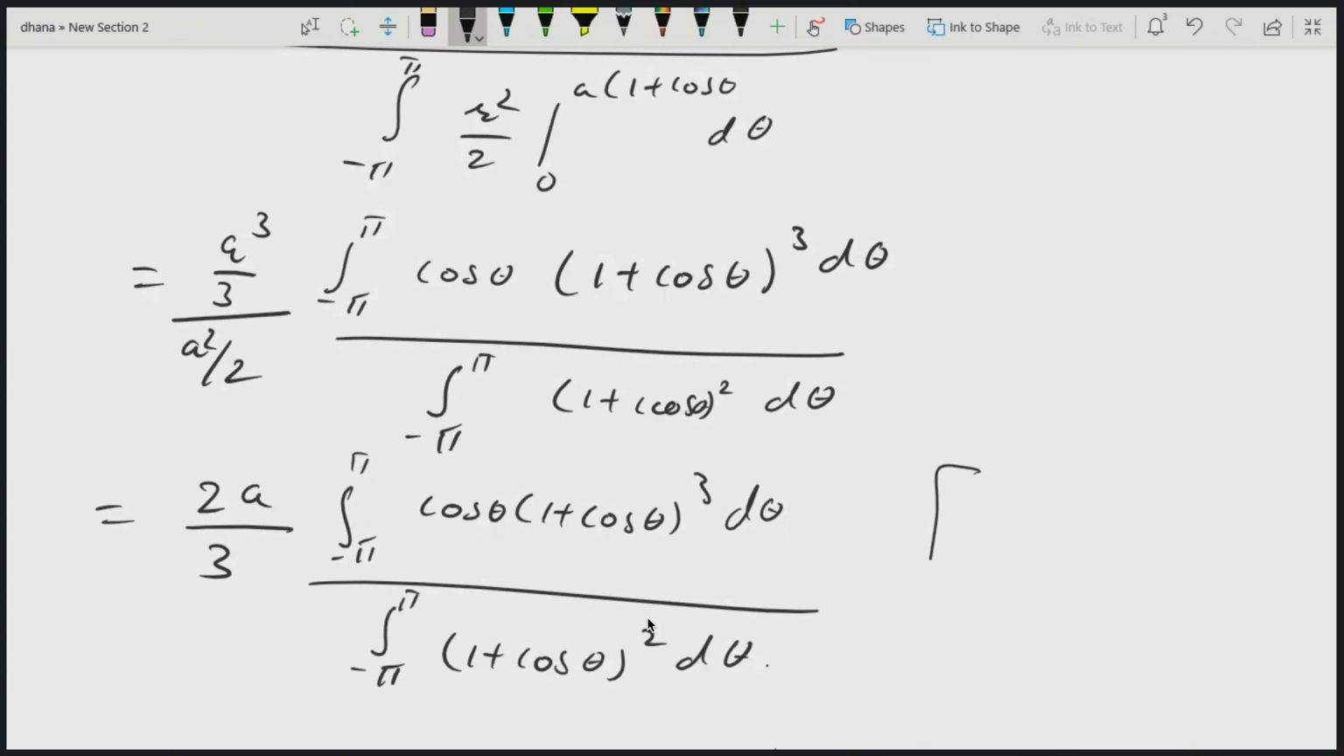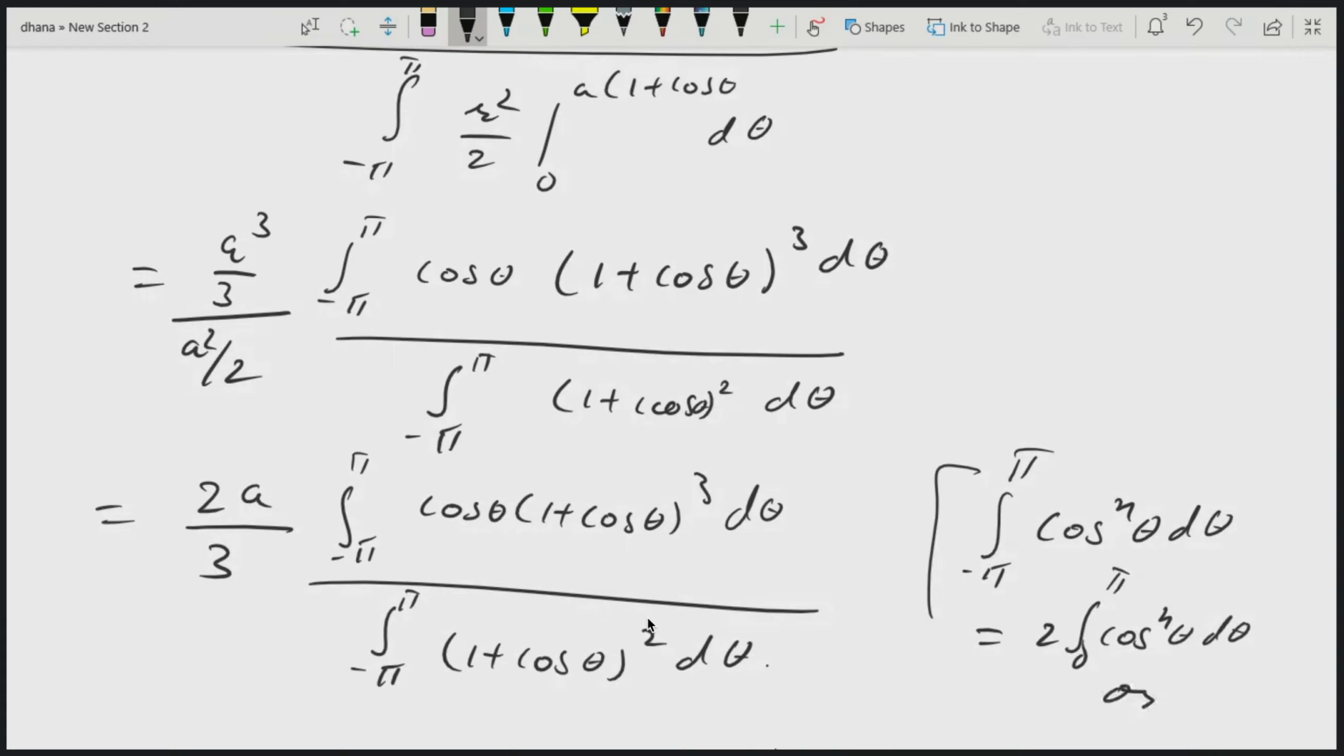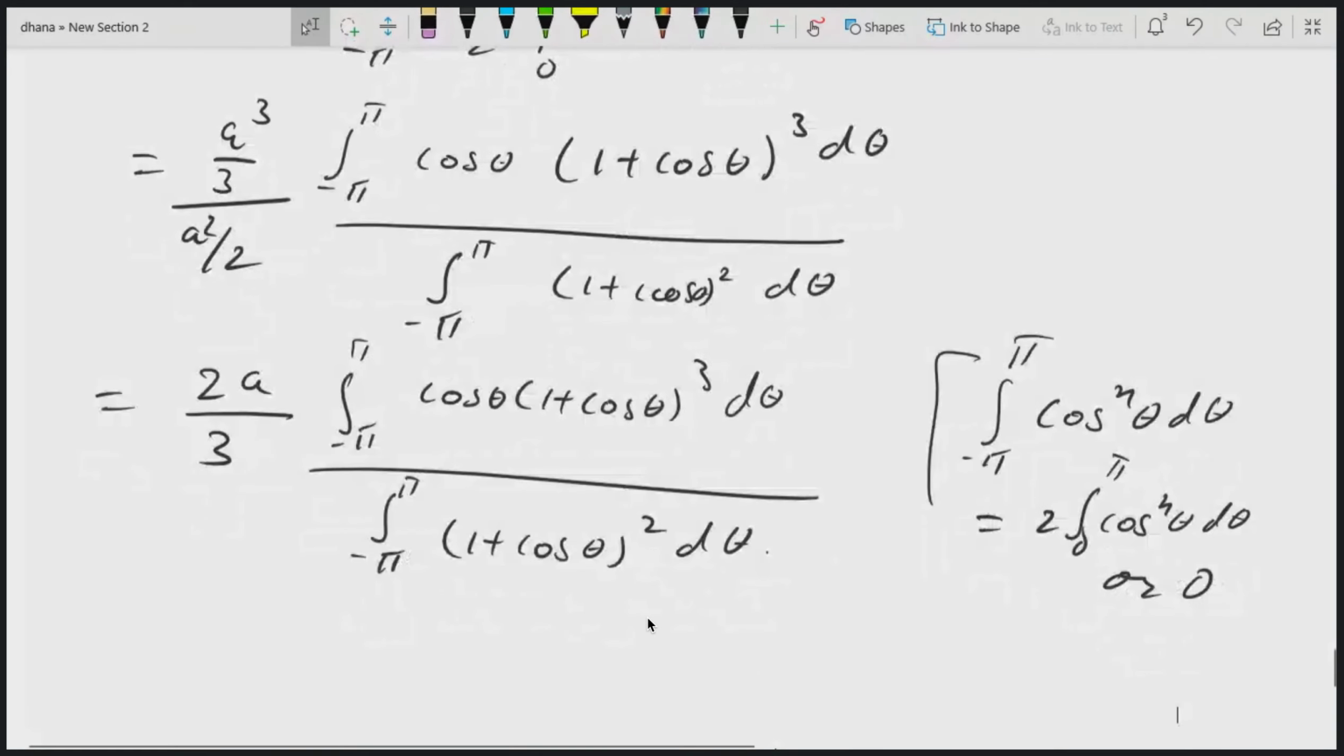Here I'll give one hint also. Even after expanding, you can make use of this one. Since the limits are from minus pi to plus pi, cos to the power n theta d theta will be equal to 2 into 0 to pi cos to the power n theta d theta, or 0, according to n as even or odd. You can use this also, and then solve. Or if you don't want to use, it's your wish.